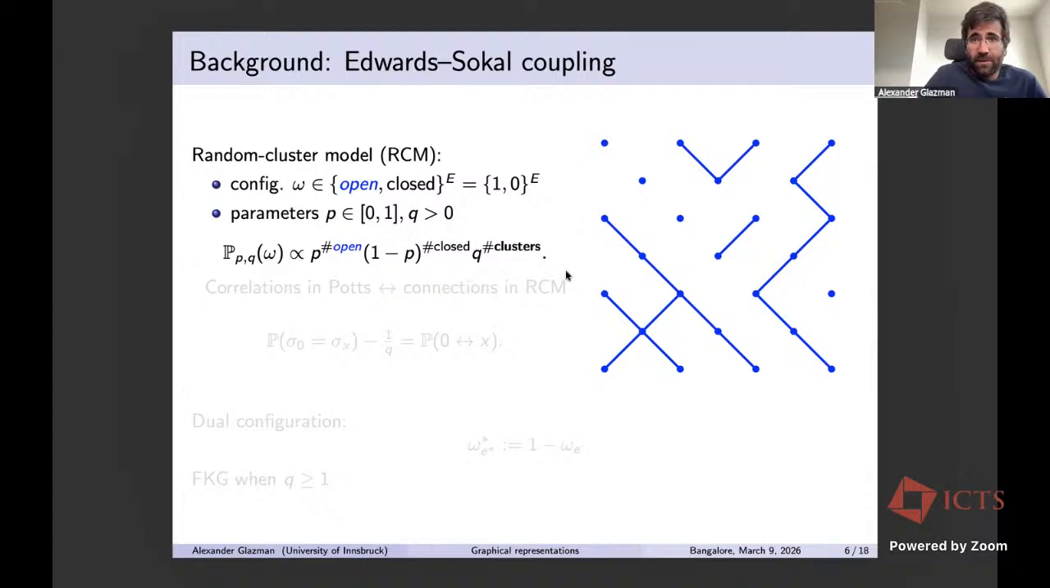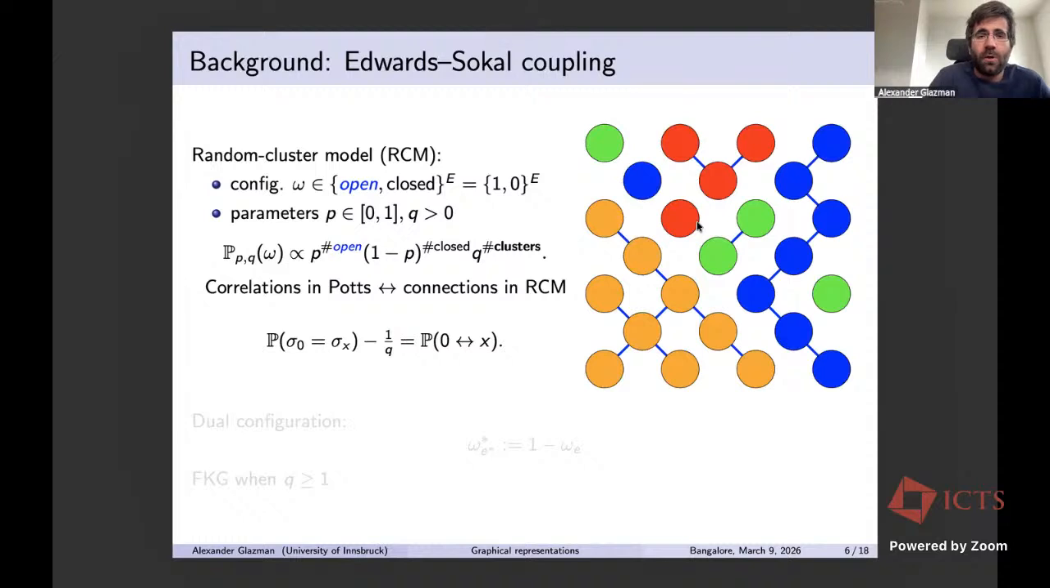distribution is given by p to the number of open edges, so here in blue, times 1 minus p to the number of closed edges, so the absent ones, and times q to the number of clusters. So you also count the singletons. So of course, it's well known that there is a connection to the Potts model: if you just assign to every cluster one of the q colors independently, then you obtain the Potts model. So since you assign it independently, the probability that two points have the same spin, the same color, minus 1 over q is exactly the probability that these two points are connected by these edges.